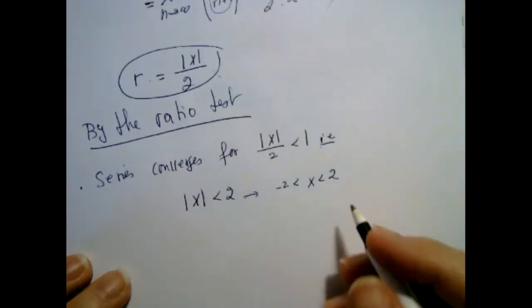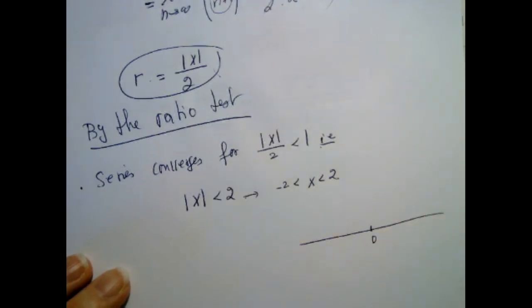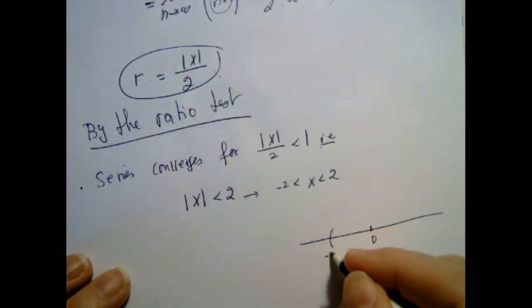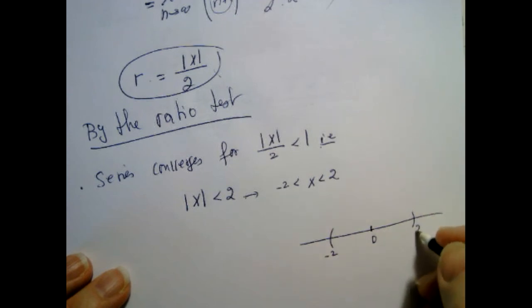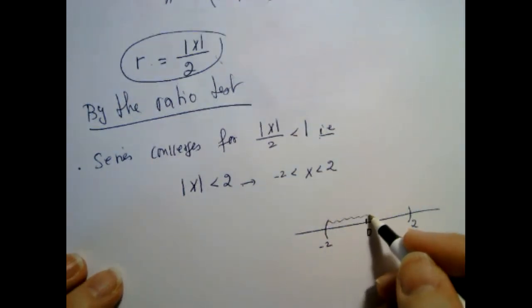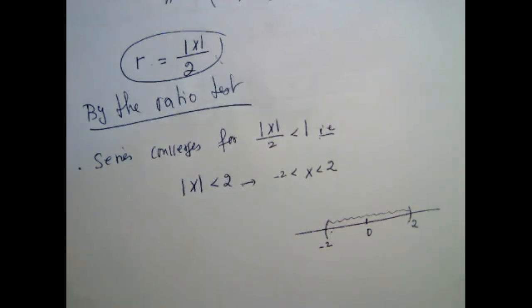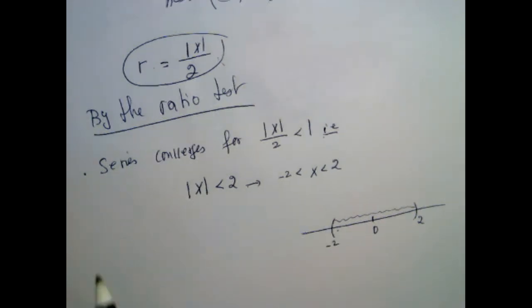So now I'm going to start drawing the number line. This is my 0. This is -2. And this is 2. And the ratio test tells me that if I pick any value between -2 and 2, my series will converge. It means if I plug in 0, 1, or 1.5, I will have a convergent series. Now, the series diverges.